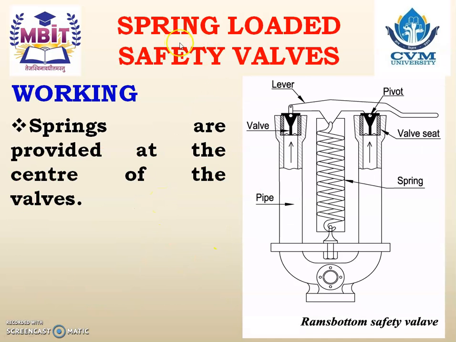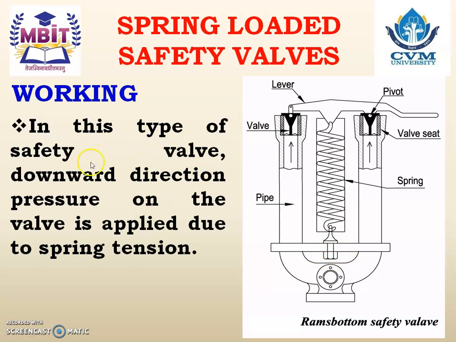The next valve is the spring-loaded safety valve. This is the figure or the sketch for the spring-loaded safety valve. Another name for this is the Ramsbottom safety valve. You just see, springs are provided at the center of the valve. These are the two valves, valve 1 and valve 2. These valves are connected to a lever and this lever is connected to a spring. The tension in the spring can be adjusted using this nut.